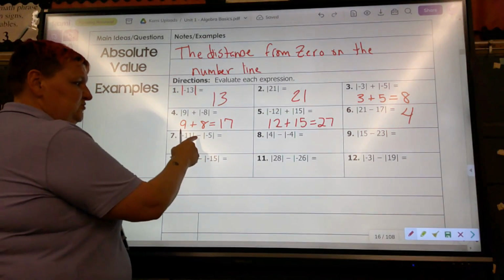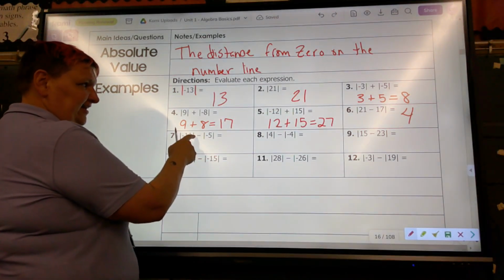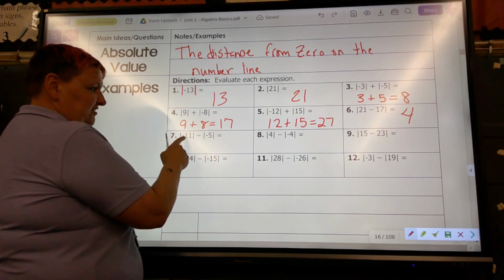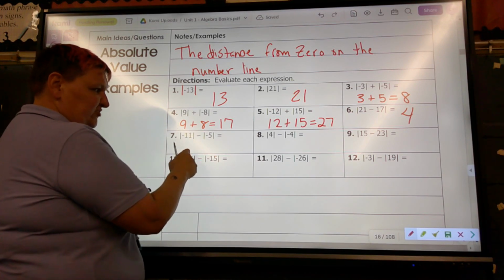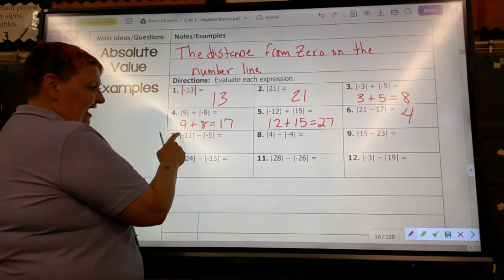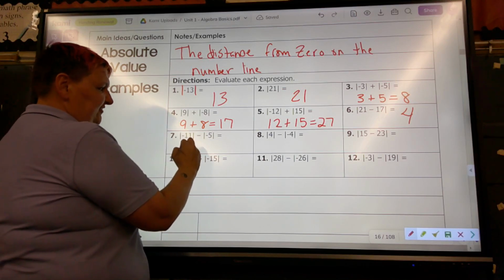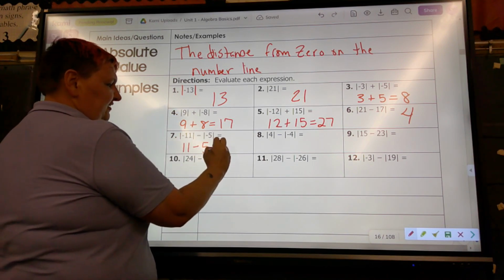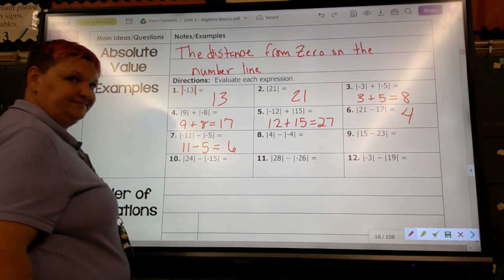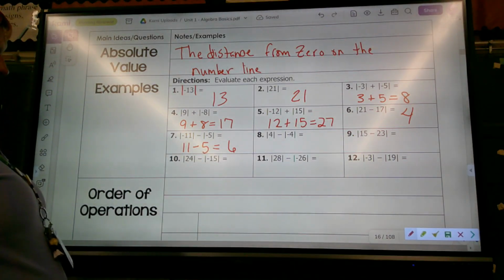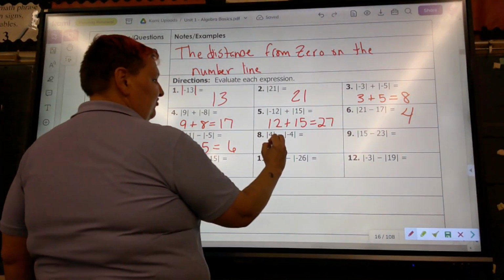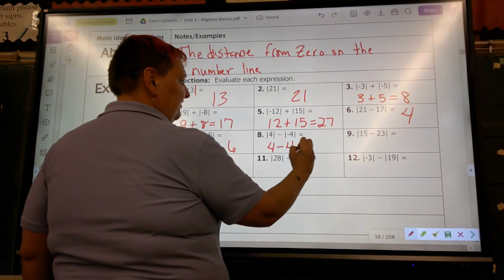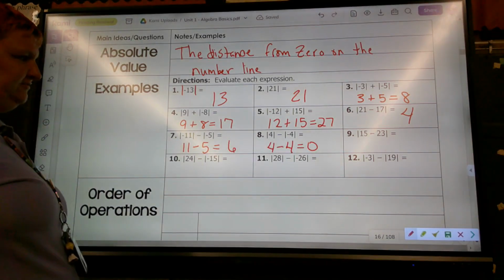All right? This one's going to be cautious because of the sign, the negative sign in between. These ones had a positive sign, so we added them. This one's going to have a negative sign in between, so we're going to subtract, right? So first, the absolute value of negative 11 is 11, subtracted by the absolute value of negative 5 is 5. 11 minus 5 is 6. Absolute value of 4 minus the absolute value of negative 4, so 4 minus 4 is 0.